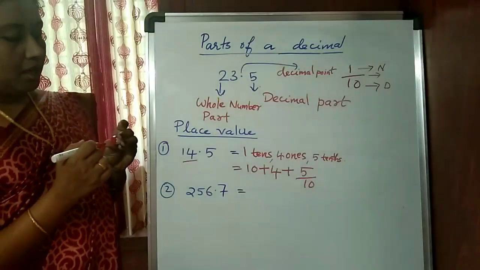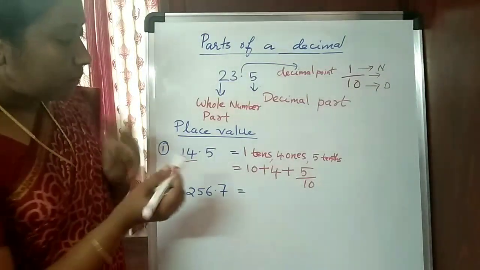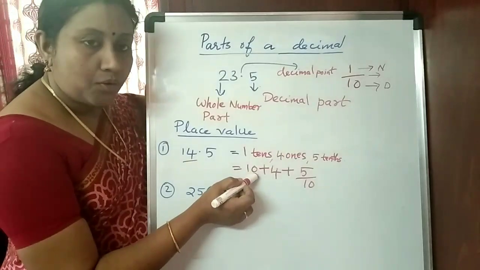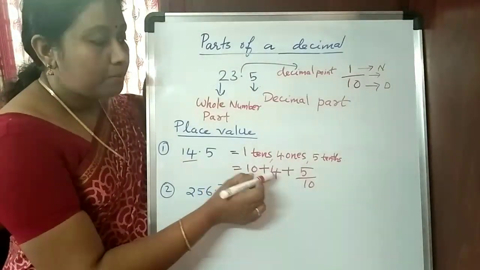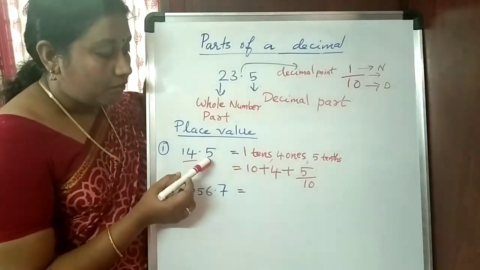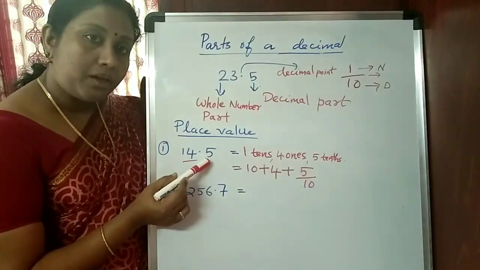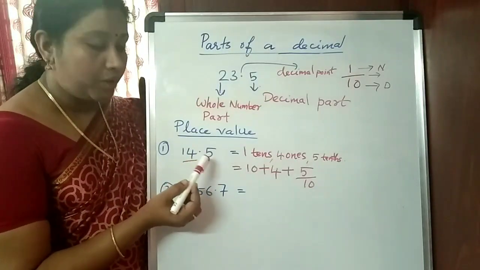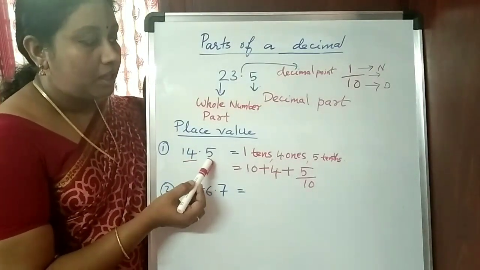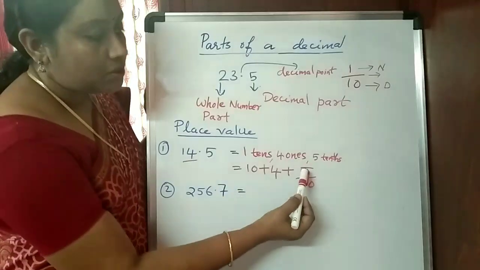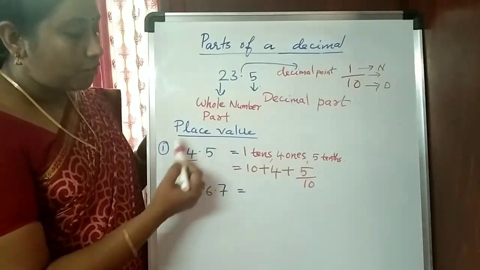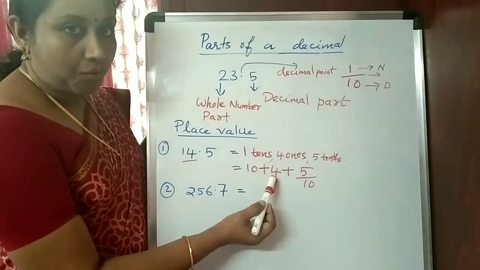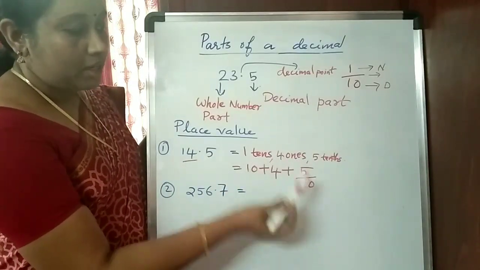Once again listen. The whole number part of this question is 14. So the expanded form of 14 is 10 plus 4. Then what is the place value of this 5? After the decimal point, the first place is called 1/10th. That means 5 by 10. So the expanded form of 14.5 is 10 plus 4 plus 5 by 10.